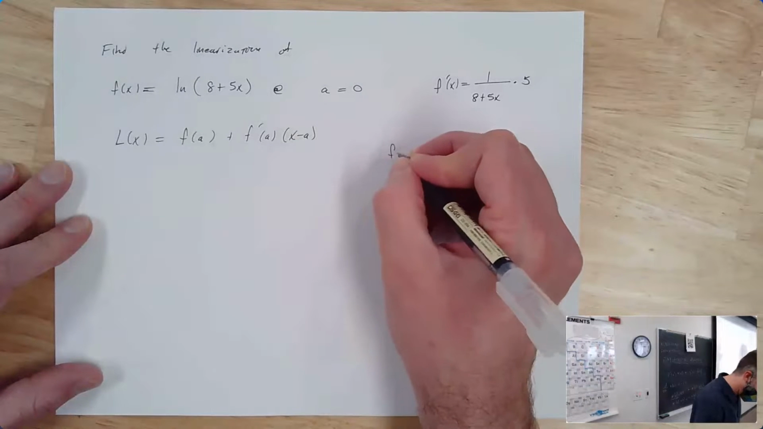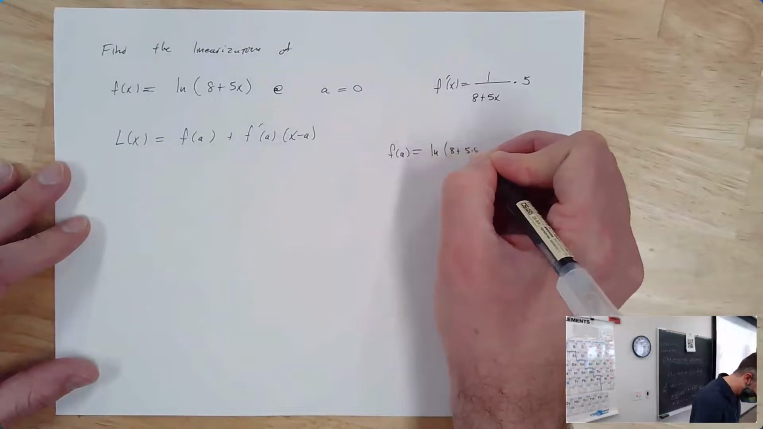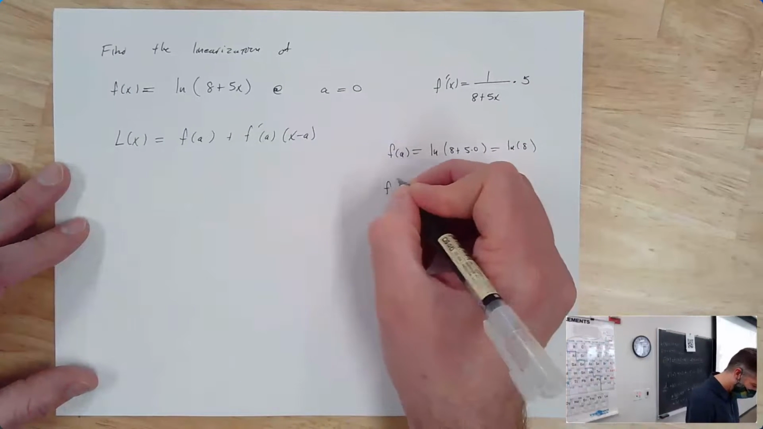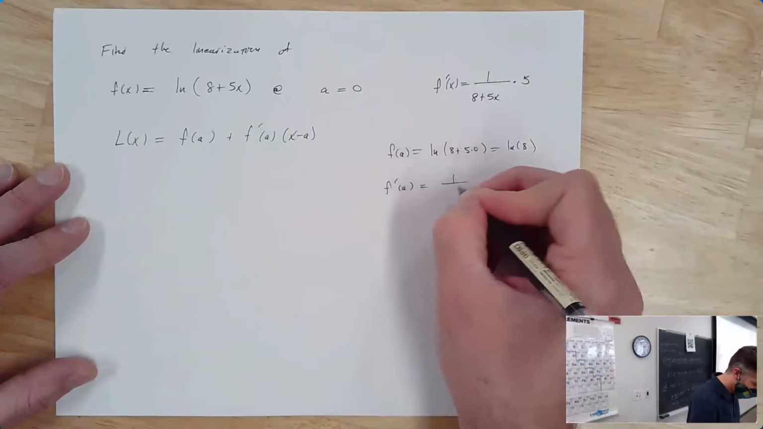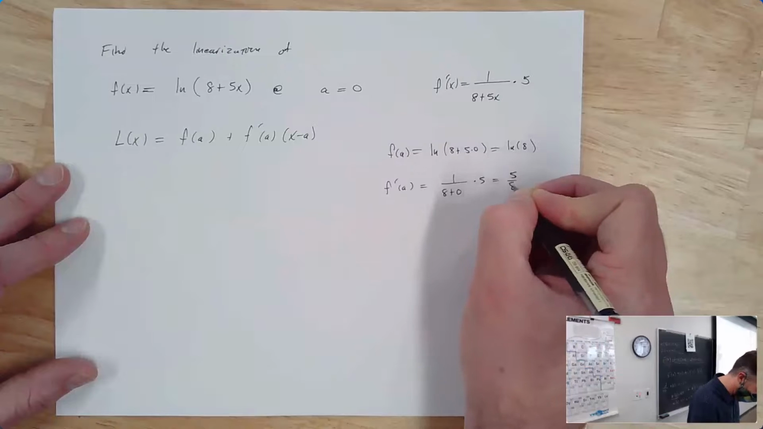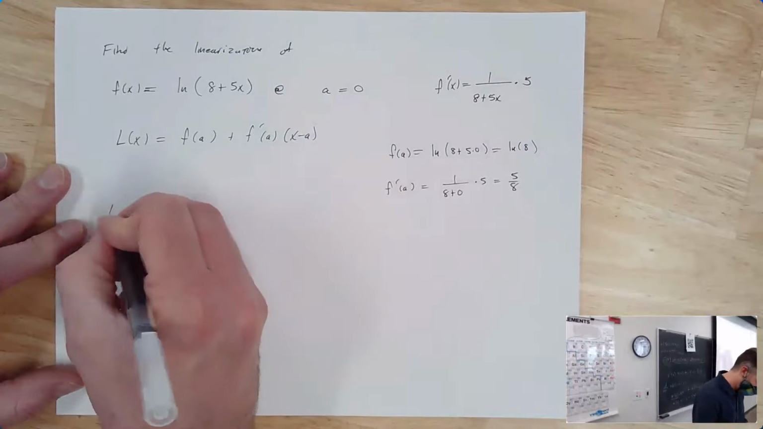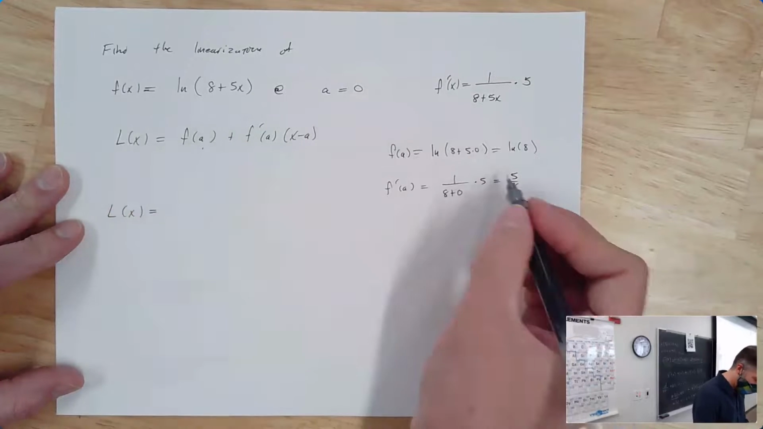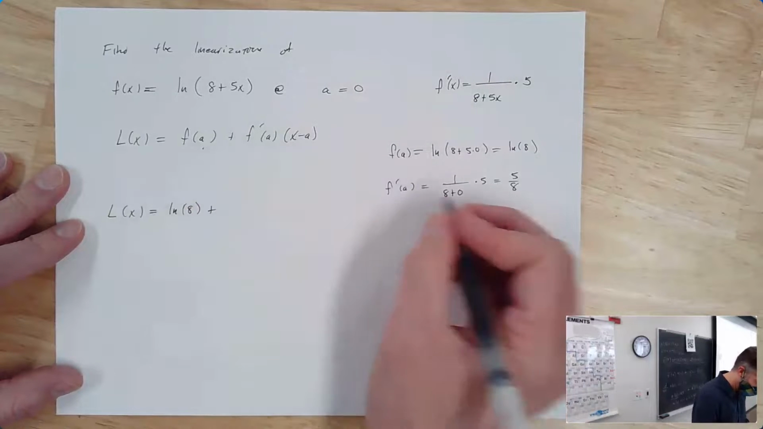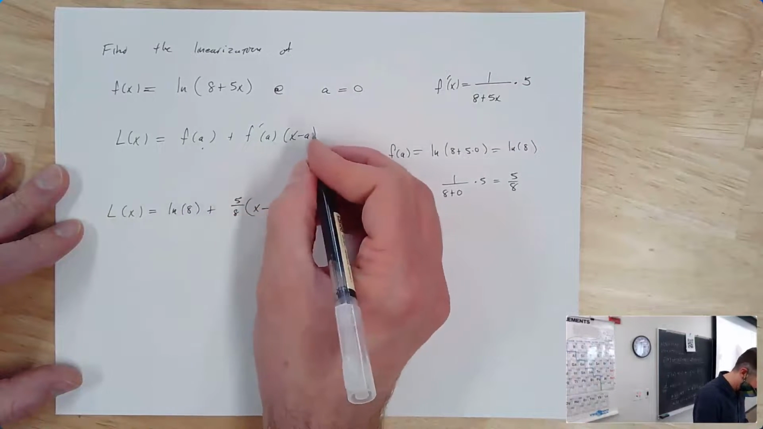So f of a is the natural log of 8 plus 5 times 0, which is just the natural log of 8. And f prime of a is 1 over 8 plus 0 times 5, which is 5/8. So here's the linearization. It's f of a, which is the natural log of 8, plus f prime of a, which is 5/8, times x minus a, which is 0.